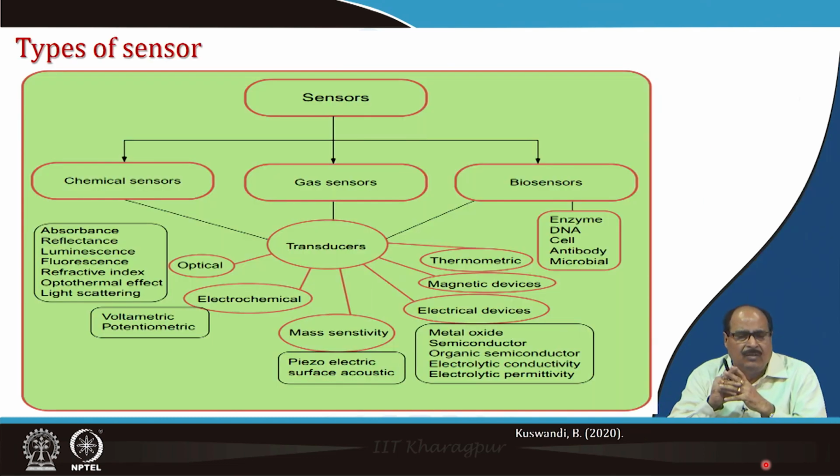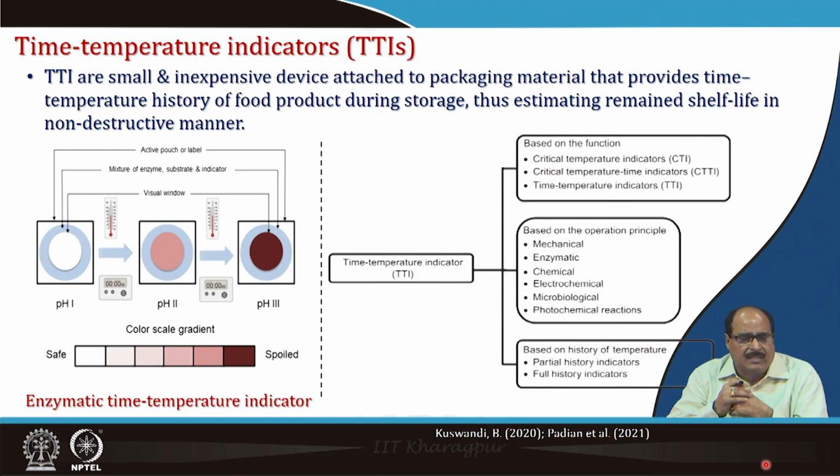That is how this works. So, various types of sensors, whether chemical sensors, gas sensors, or biosensors, all have a transducer, as I told you, either optical, electrochemical, or electrical devices like metal oxide semiconductors, etc., or thermometric, magnetic devices, etc. So, these are the various components of the sensors.